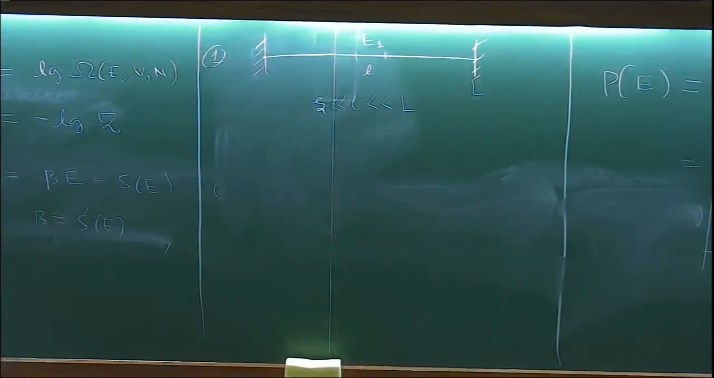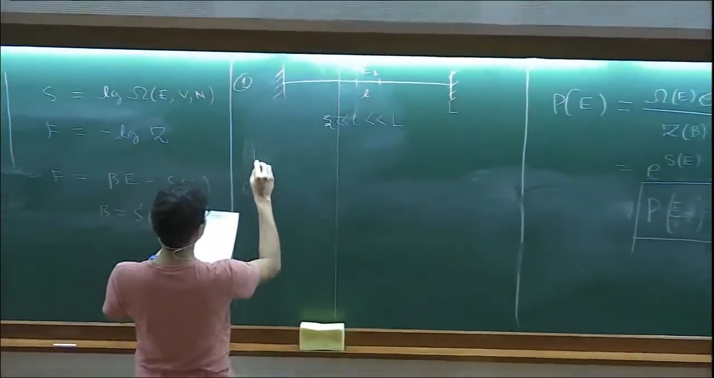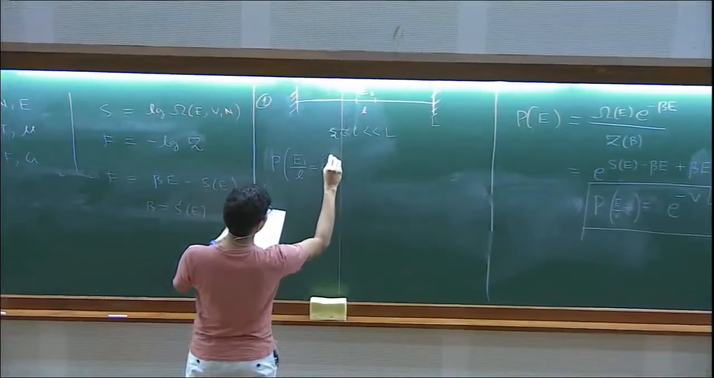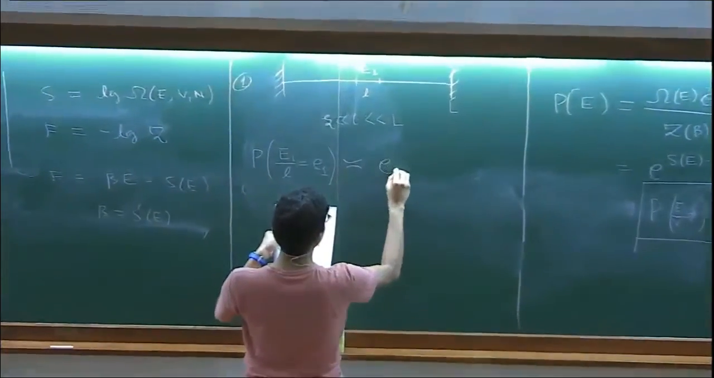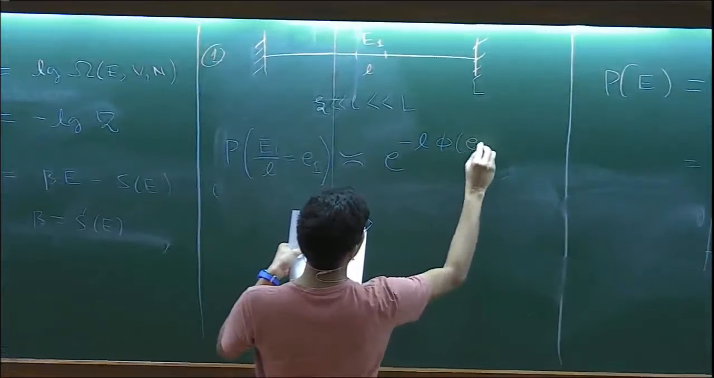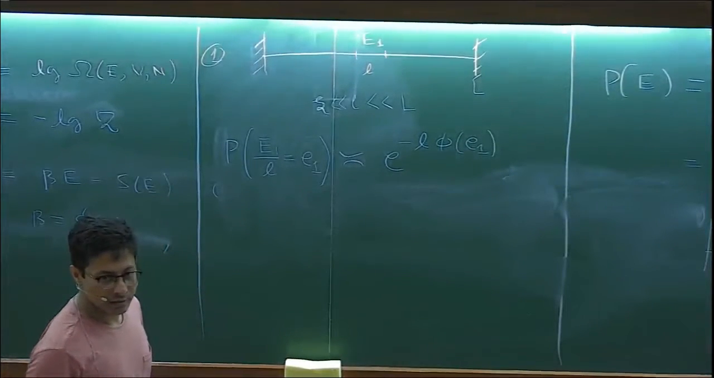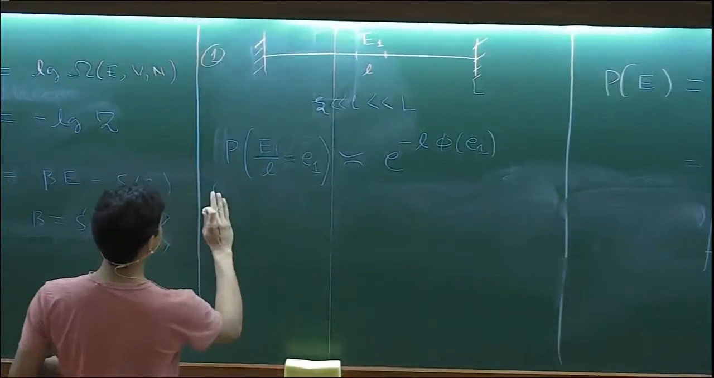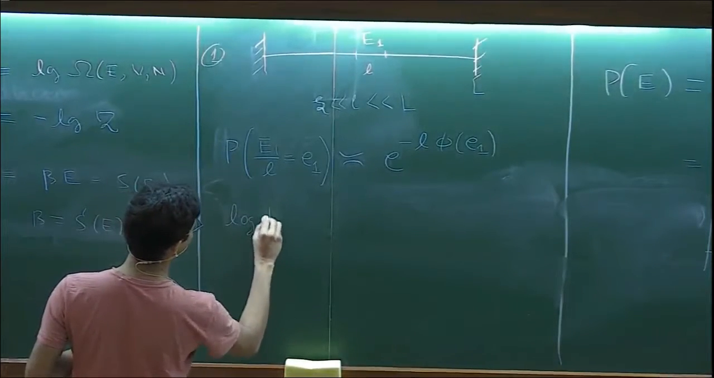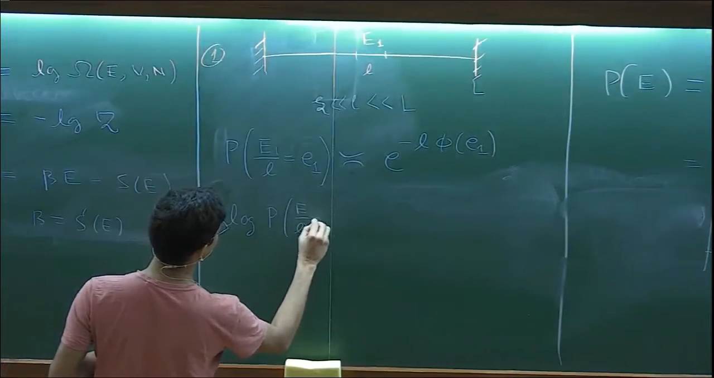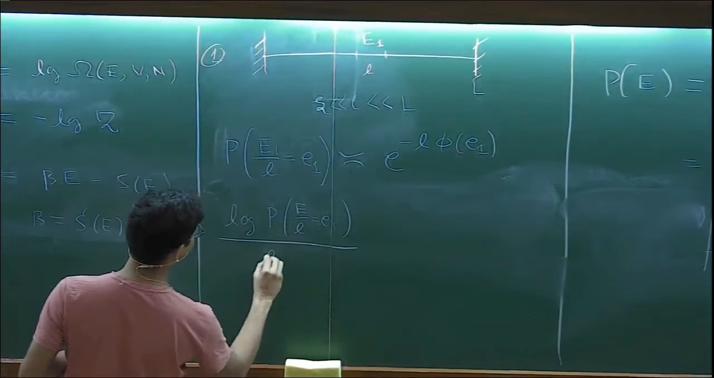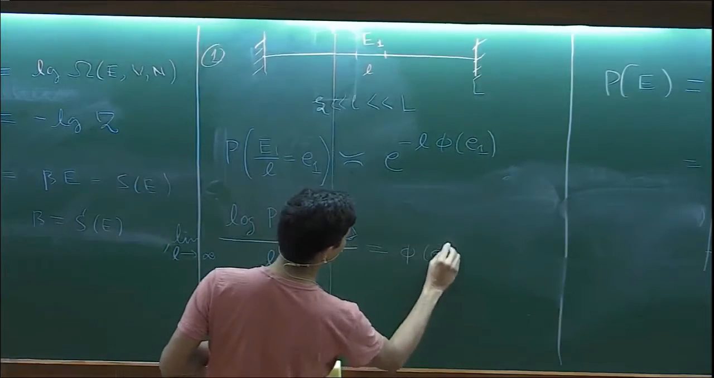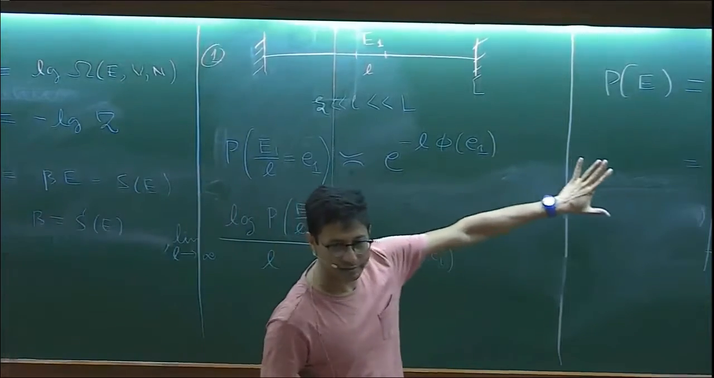Let's say the total energy is E1. Then what I want to show is that if I take E1 divided by small l, and let's call it small e1, this will go as e to the power minus small l times phi. I should emphasize one thing here about this notation. It means that if I take the log of this probability, divided by small l, and then take the limit small l going to infinity, this just goes to phi of e1. So this only means that there are, of course, subleading correction terms which I'm not writing.